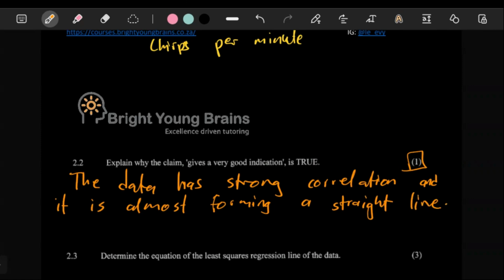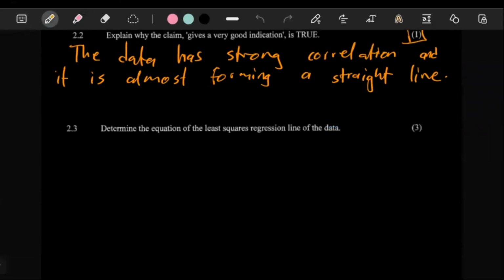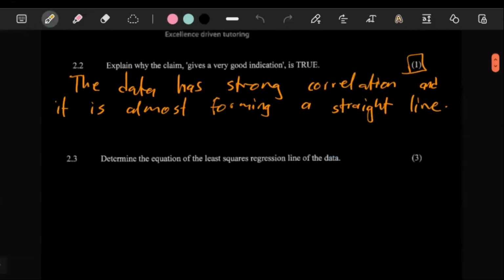That's the way. We like it. The next question says we should determine the equation of the least squares regression line of the data. This one is quite straightforward. The equation of the least squares regression line is just y equals a plus bx. The a and the b values you can get in your calculator.